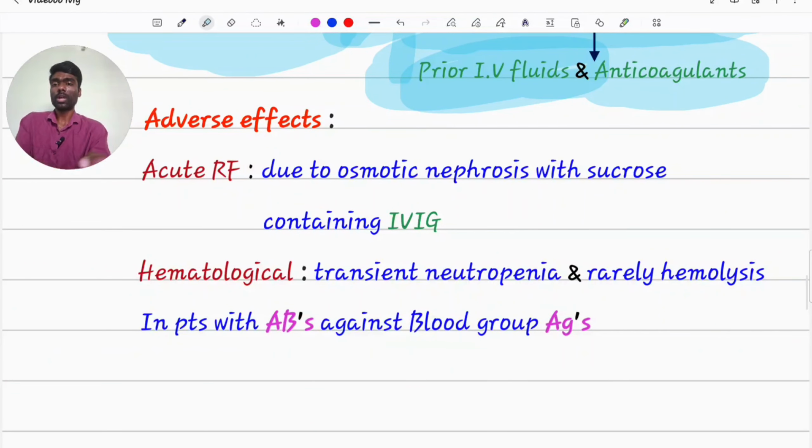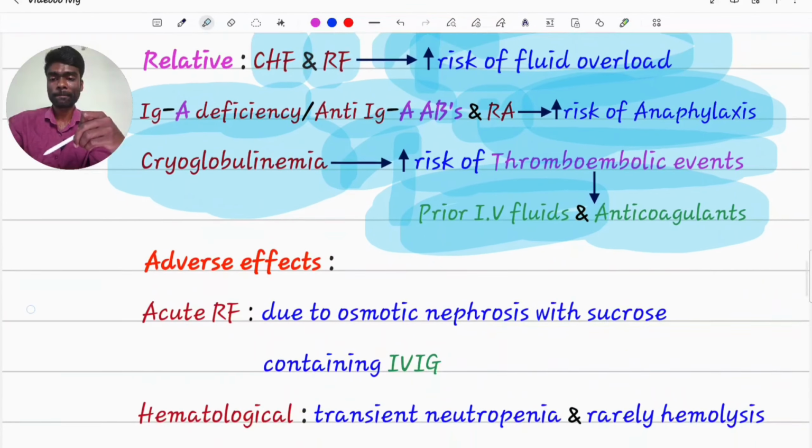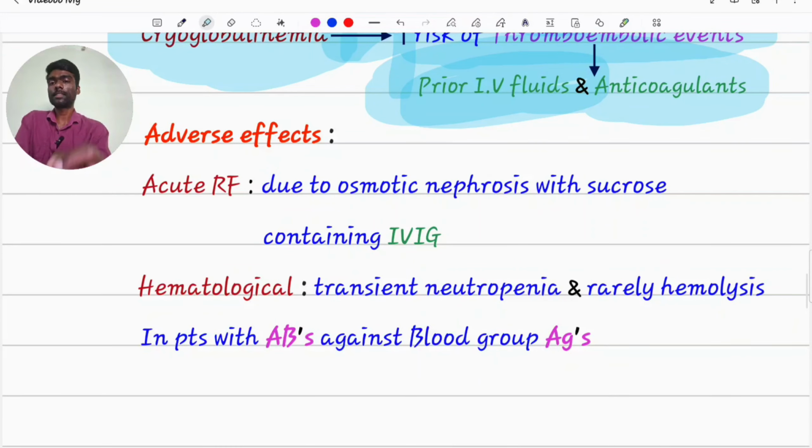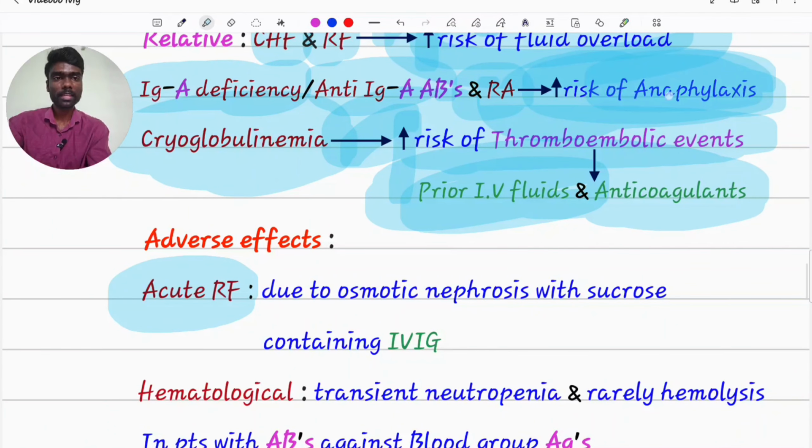Coming to adverse effects, we have already seen 3: one is fluid overload, one is anaphylaxis, one is thromboembolic events. So prior hydration is very important. In anaphylaxis, there will be headache, chest pain, chills, fever. So we can pre-medicate the patient with paracetamol, and during infusion also we can give steroids.